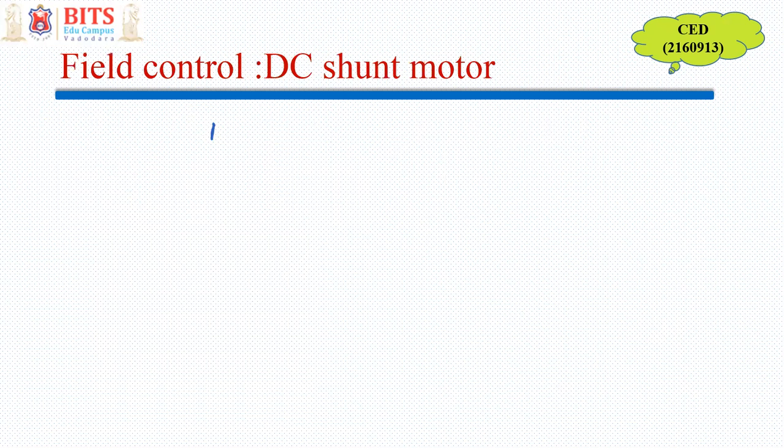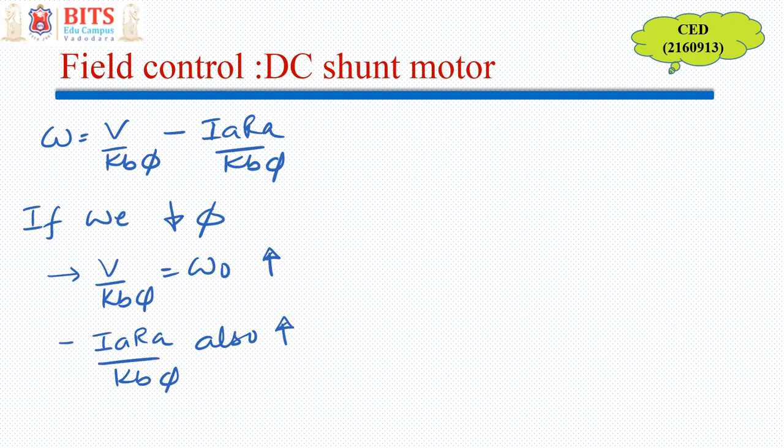Now the field control method. So here once again look at the speed equation. If I change the excitation, that is flux, you can see both the V divided by KBφ part also changes, and IRa divided by KBφ part also changes. So what do I do? If we reduce the flux, the V divided by KBφ, which is the no load speed, increases, and minus IRa divided by KBφ, which is the slope of this curve, also increases.